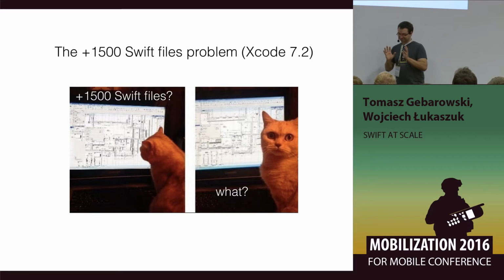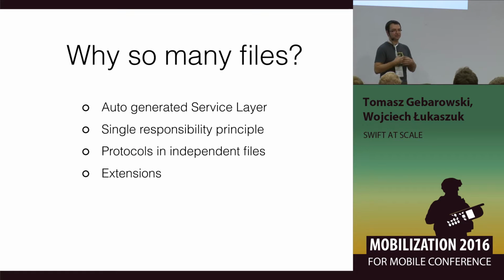Okay, and now the last of the problems we had with the compiler. It was the problem related to the large number of files we had in a project. And you may ask, why do we have so many files? Well, first of all, we have lots of auto-generated code that adds up pretty easily. We are generating the code for the service layer, so we are not writing this code.